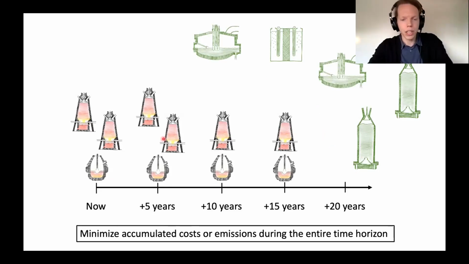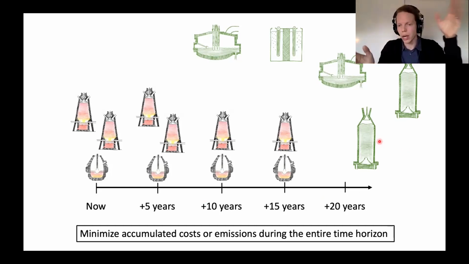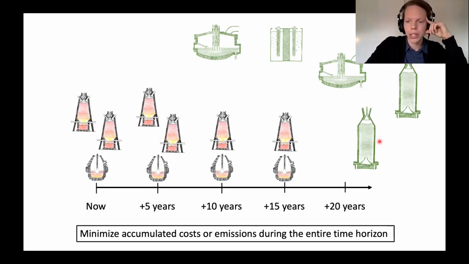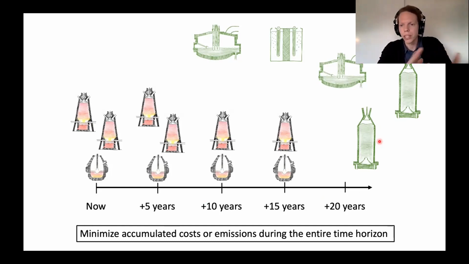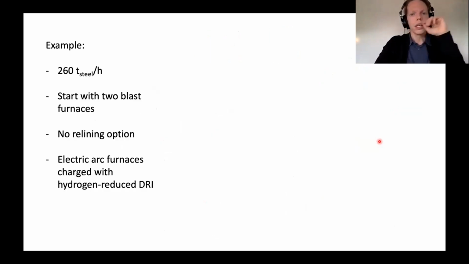So we minimize accumulated costs or emissions during the entire time horizon, optimizing these operation schemes for 1 year at a time. We assume a constant production rate over each year. And then we let the optimizer decide investment decisions, when to build what during this time horizon, and see what type of feasible solutions we can get.